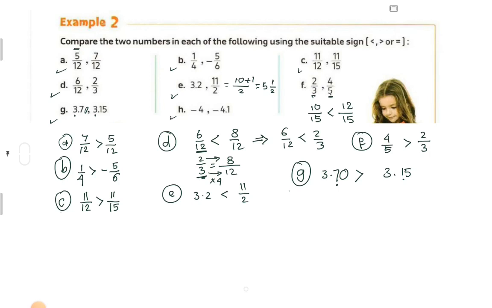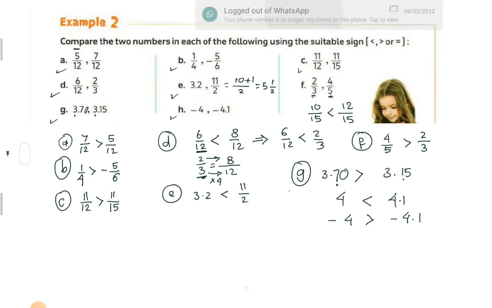Last point H, -4 and -4.1. Oh, it's two negative numbers. Note that if we have 4 and 4.1, of course 4.1 is greater than 4. But when we put -4 and -4.1, now it's the opposite. -4 is greater than -4.1 because -4 is to the right of -4.1. It depends on whether we have a positive sign or a negative sign.